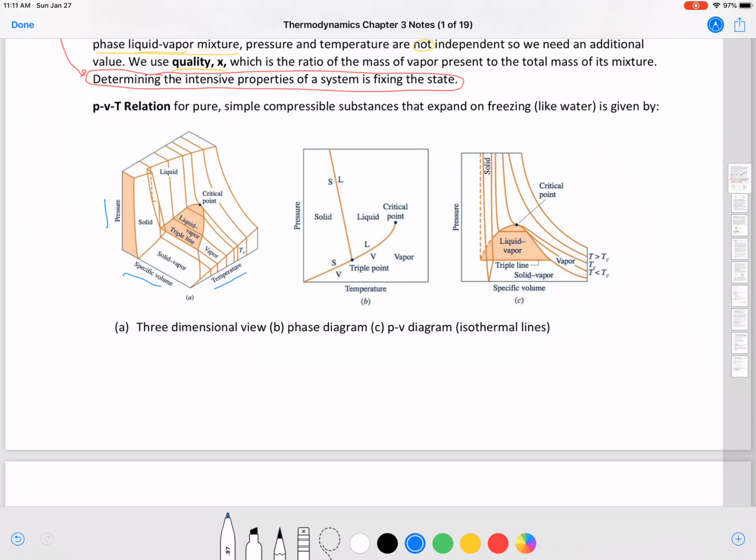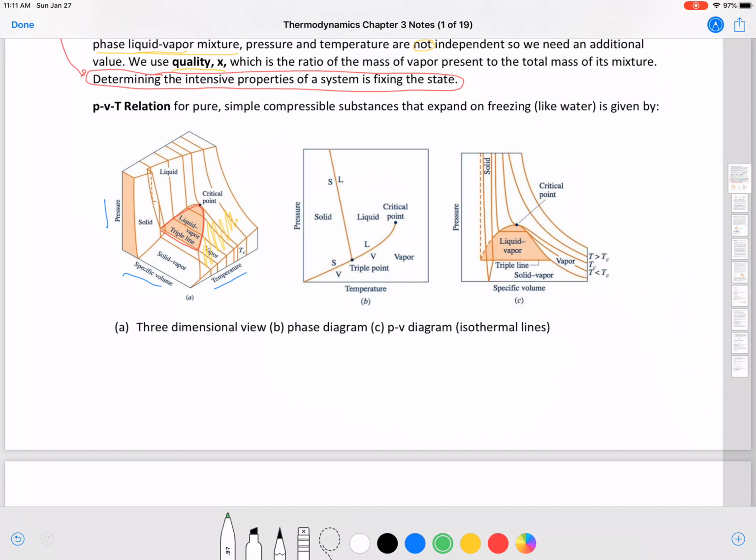The top of this area here we call the dome, the vapor dome. In this dome, we have a two-phase liquid-vapor mixture, two phases happening at the same time. The top point here is the critical point. This is the triple line. Anything on this side of this is vapor.